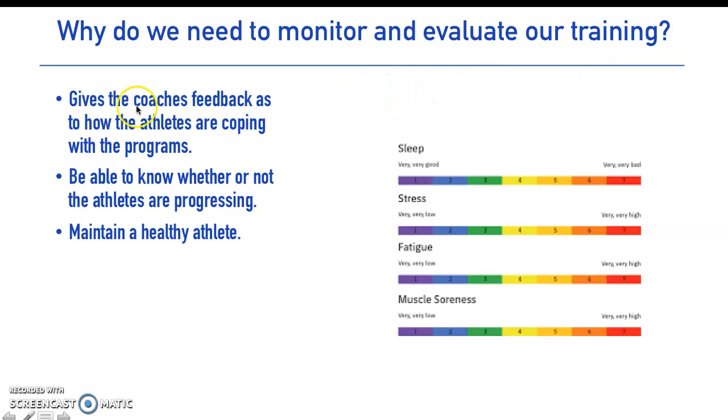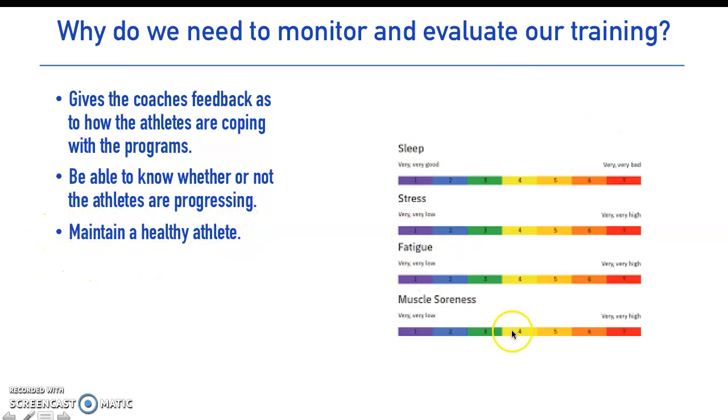So we need to give feedback. Okay, so it gives feedback to the coaches on how the athletes are coping with the program, so they can know whether or not the athletes are progressing. And of course, we want to maintain a healthy athlete.